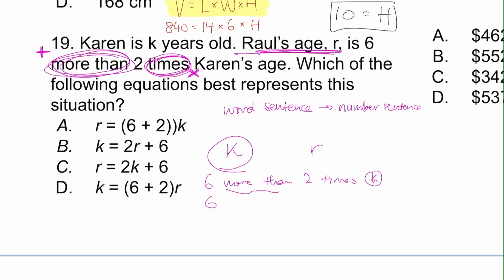So more than means you gotta add, and times means you gotta multiply. So it's 6 plus 2 times K. So here, you can look at all the choices and see which one this is, and this would be equal to Raul.